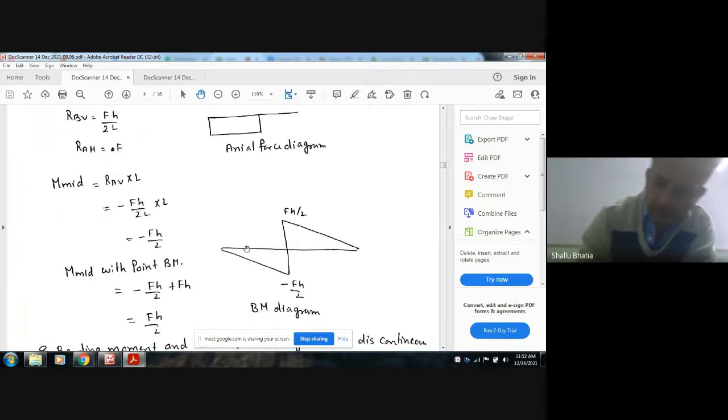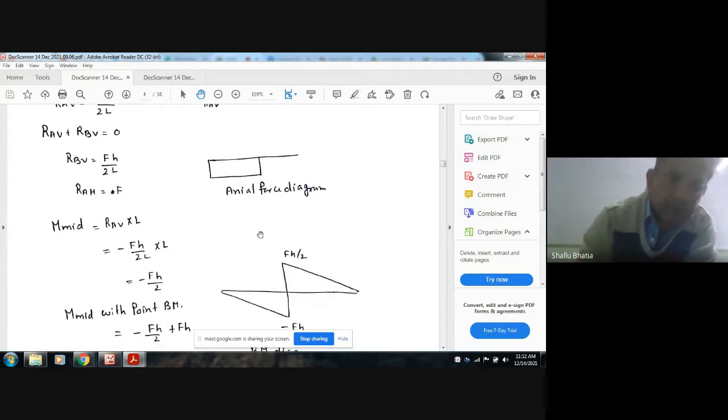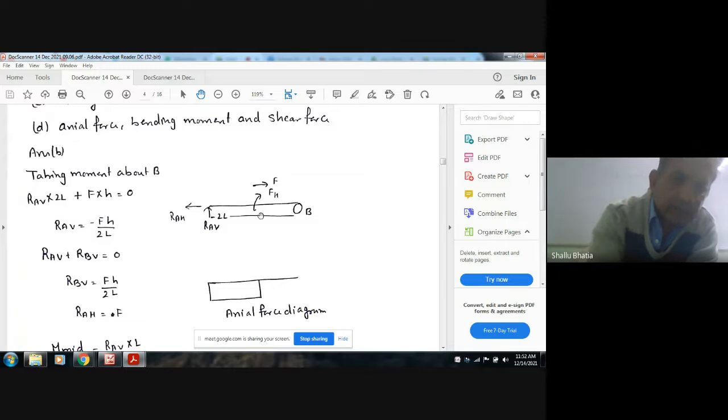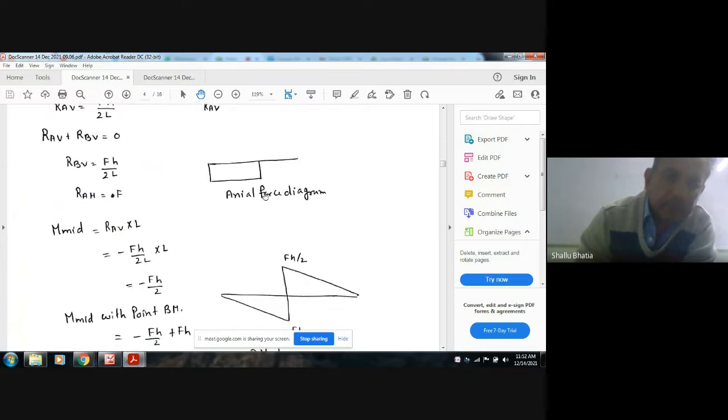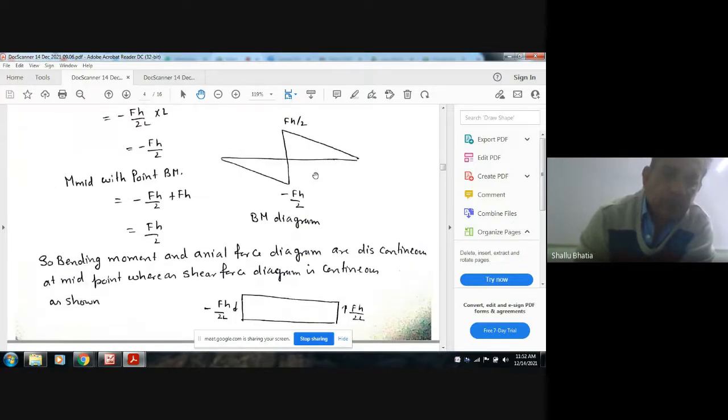So as the axial force is F, it changes at the midpoint. So the axial force diagram will be like this, and it will be suddenly changing at this point. And bending moment is also a point function at the midpoint, because at the midpoint a point bending moment has been applied. So the bending moment at the midpoint will be minus FH by 2, and when we consider the point bending moment, it will suddenly change from minus FH by 2 to plus FH by 2.